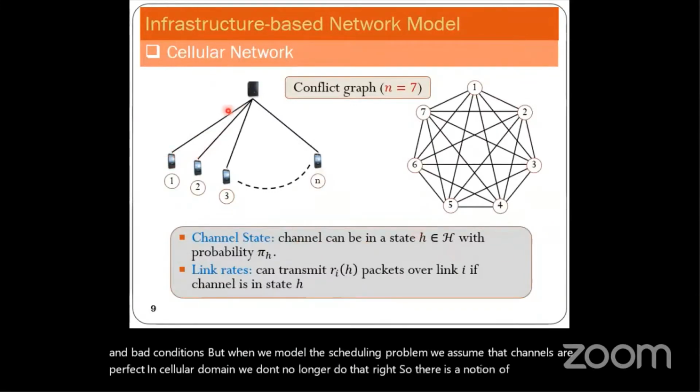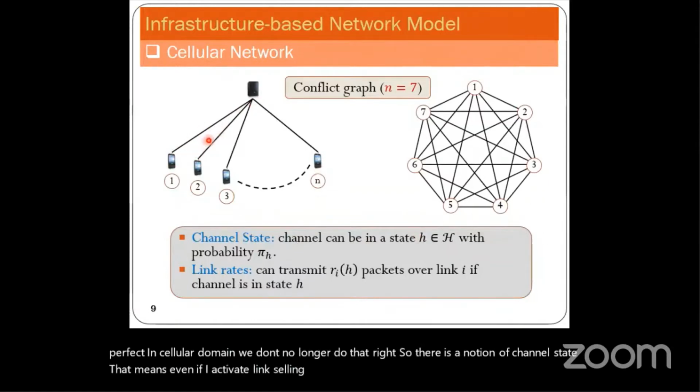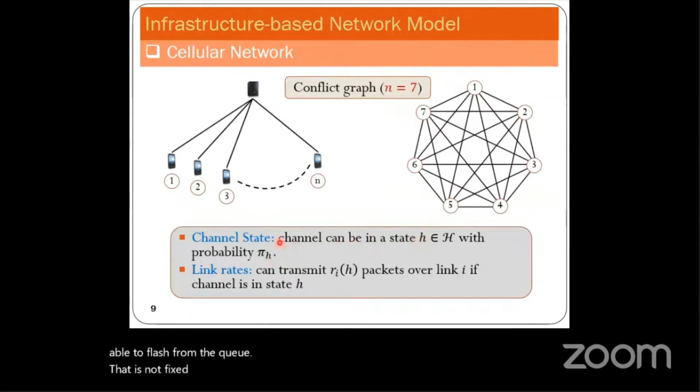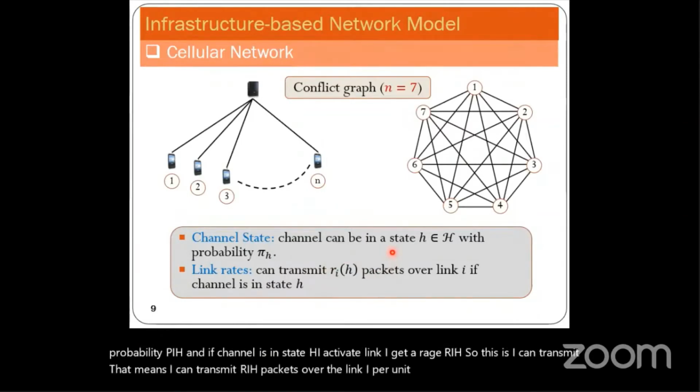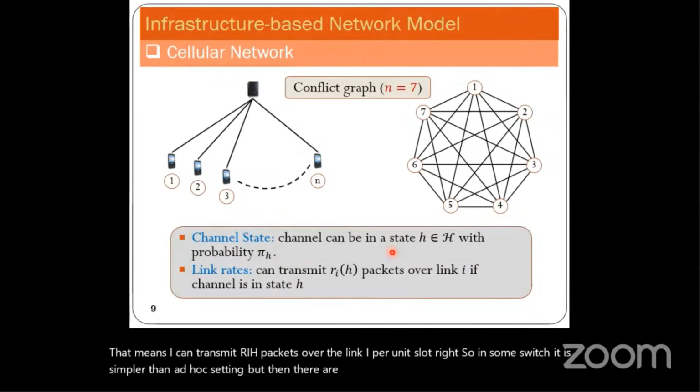That means even if I activate a link, say link 1, what rate I will get, or how many packets I'll be able to flush from the queue, is not fixed. That depends on the state of the channel. So the channel can be in state H with probability pi H. And if the channel is in state H and I activate link i, I get a rate R_iH. That means I can transmit R_iH packets over link i per unit slot. So in some sense it is simpler than the ad hoc setting, but there are other uncertainties that also make it slightly complicated.